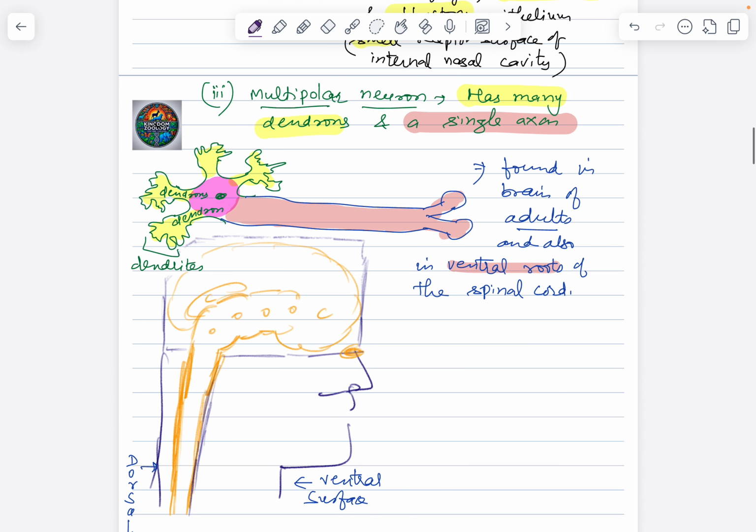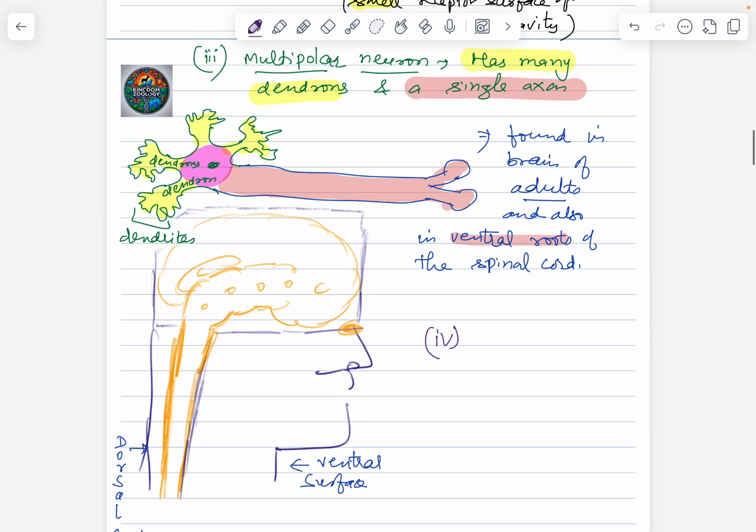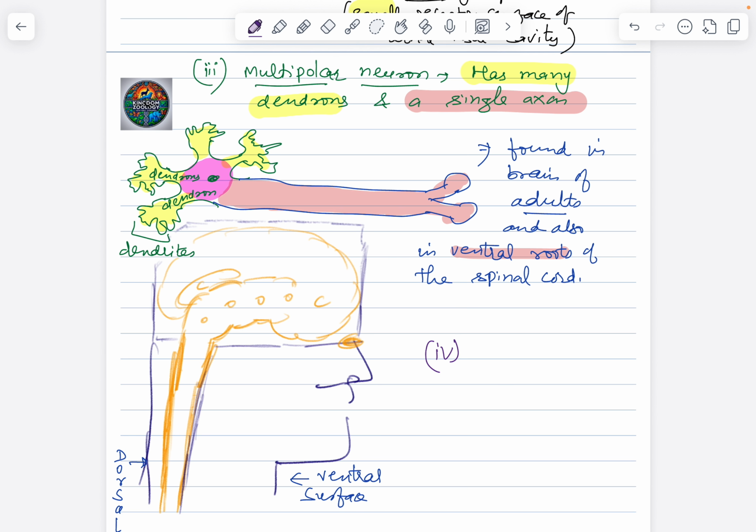Okay. So now going forward, the fourth and last type of neurons on the basis of structure, after unipolar, bipolar, multipolar, the next will be pseudo-unipolar neurons.